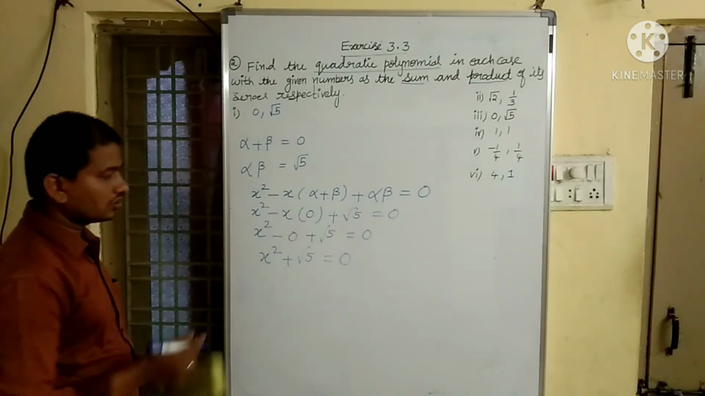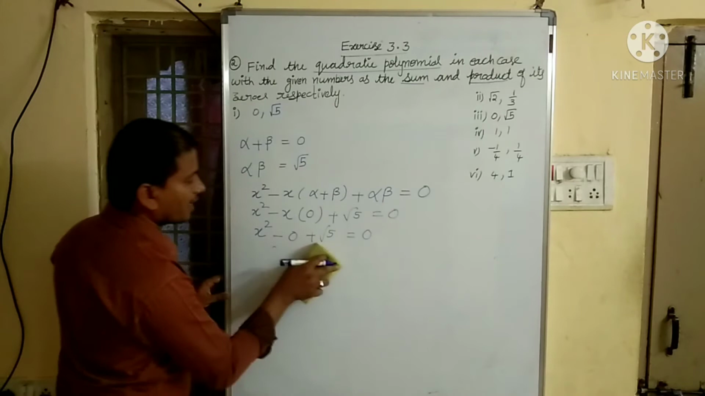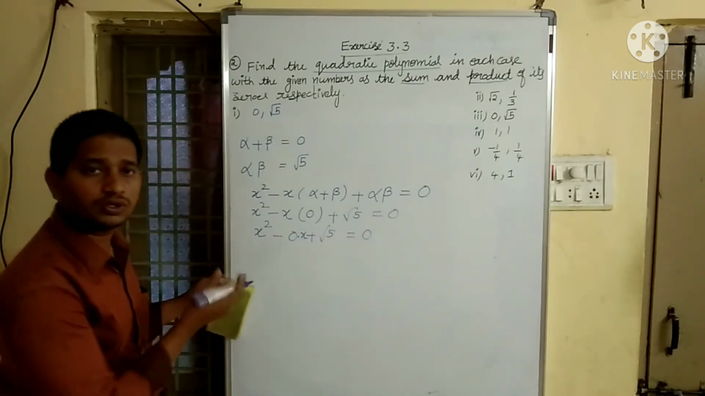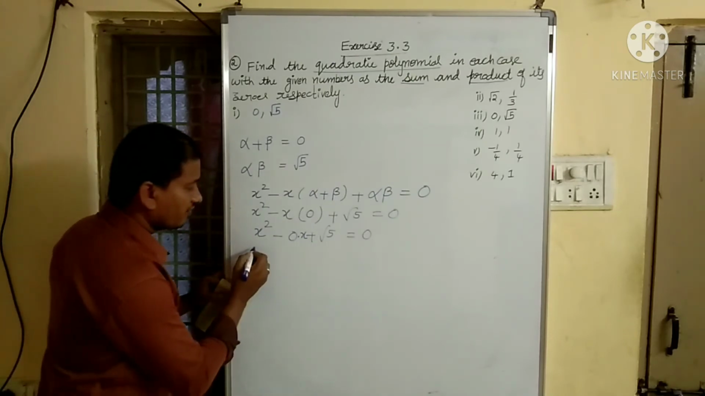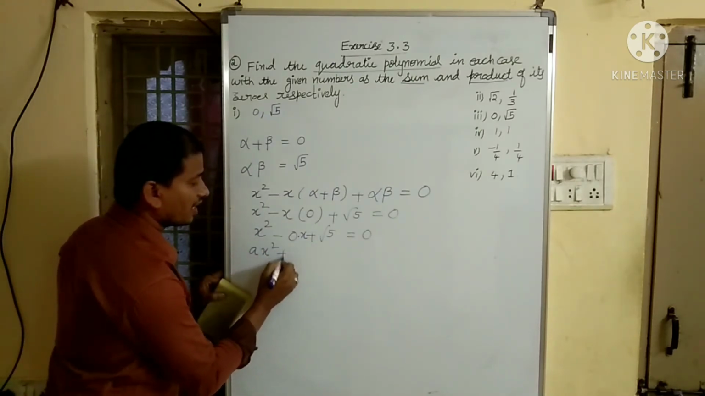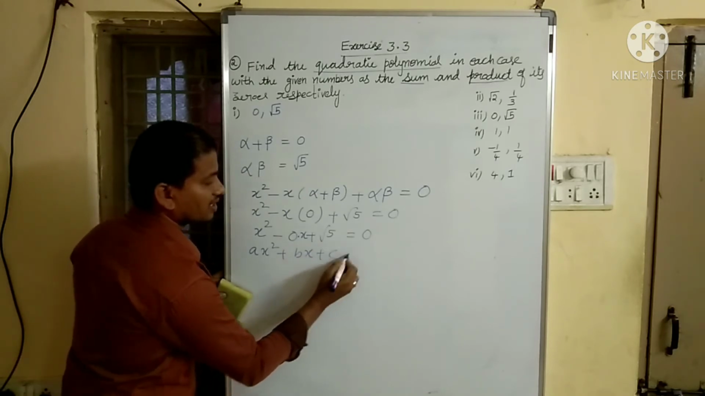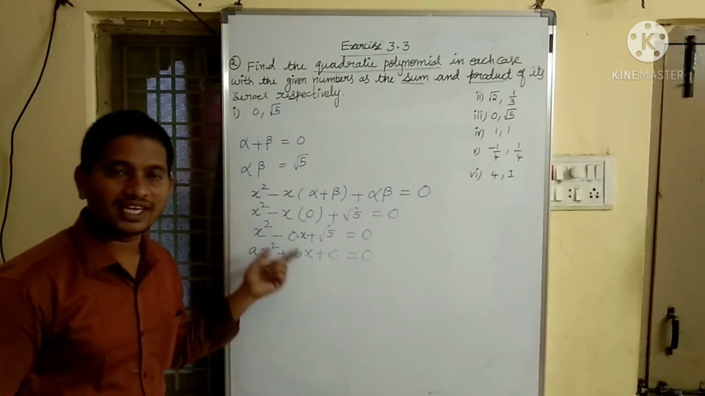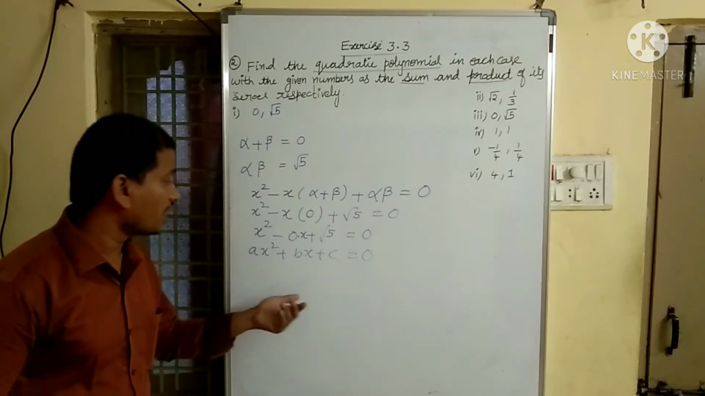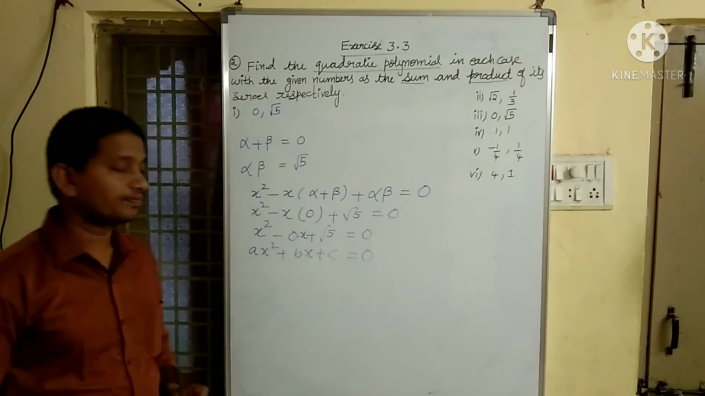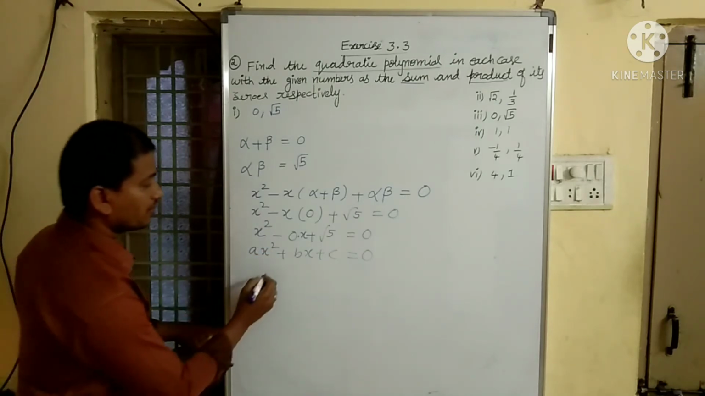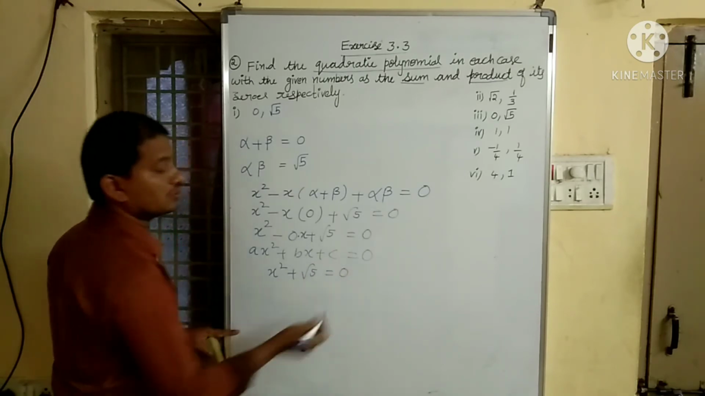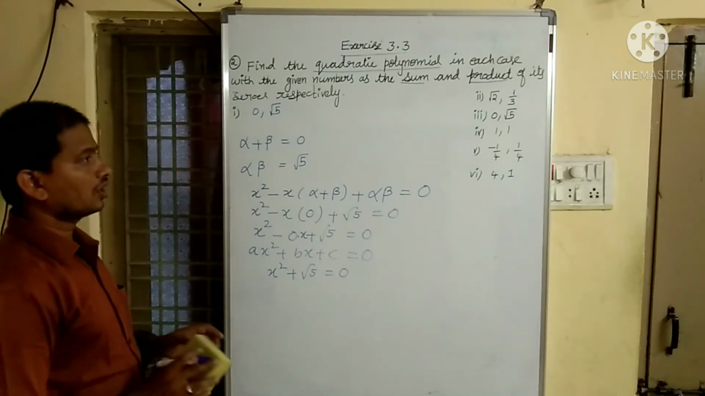Got it? So if you are confused, you can write like this also: x square minus 0 into x plus root 5 equal to 0. You can see which is in the form of ax square plus bx plus c equal to 0. Whether you write 0 into x or not, there is no problem at all. We can also write it as x square plus root 5 equal to 0. Got it?